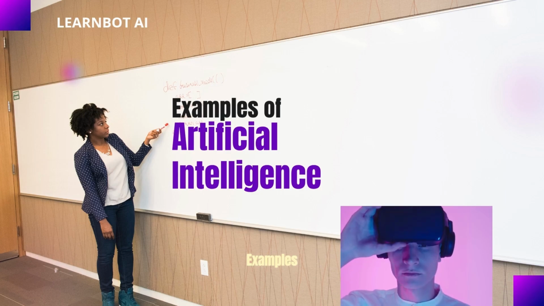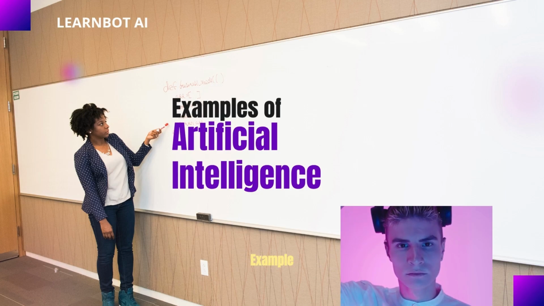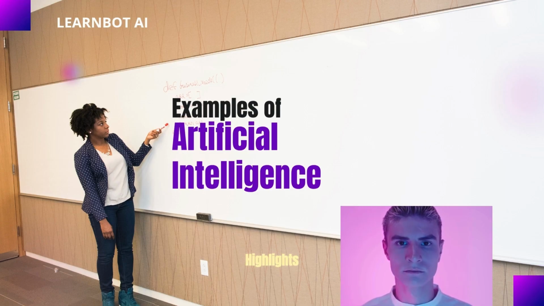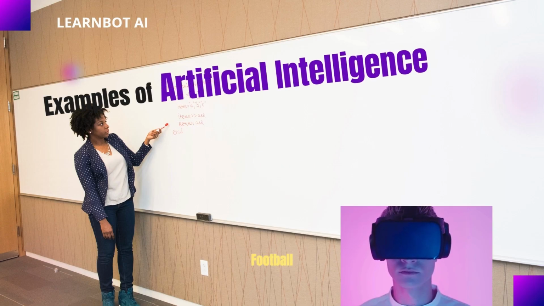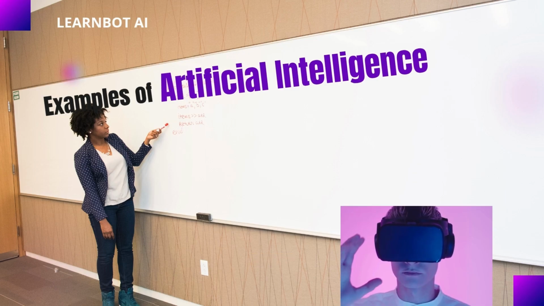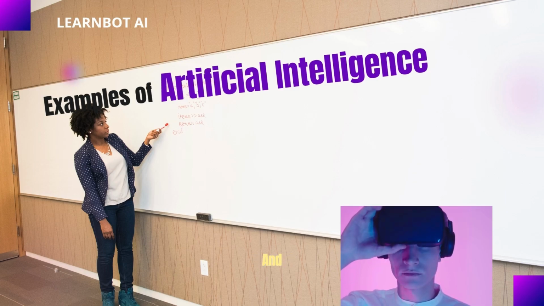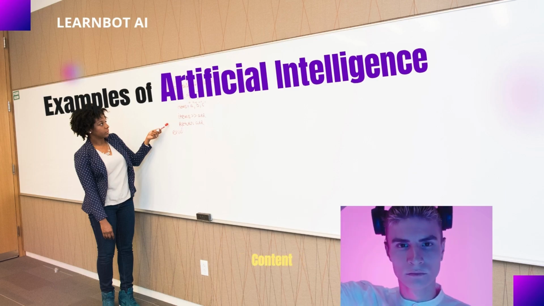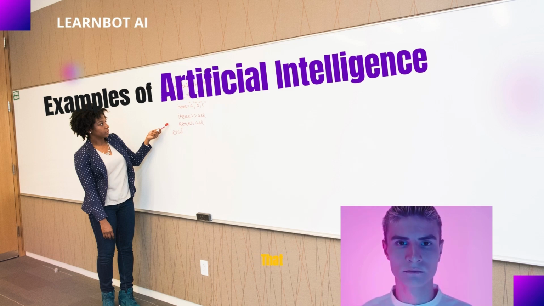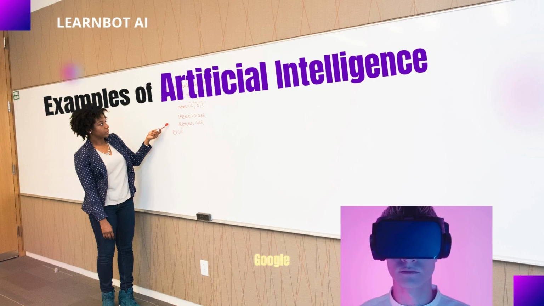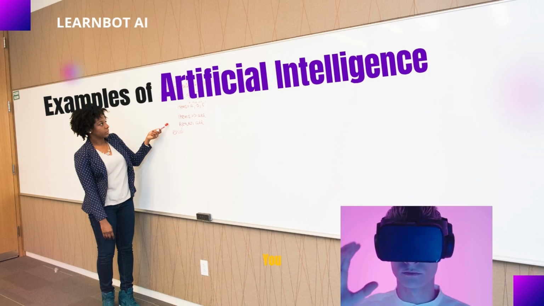Let me give you some examples that will make it clear. Example 1. YouTube or TikTok. When you keep watching football highlights, and next time it shows you more football videos, that's not by mistake. AI is learning what you like and helping the app recommend similar content. Example 2. Google search. Ever noticed that when you type something like, how to, Google completes the sentence for you? That's AI predicting what you want to ask.